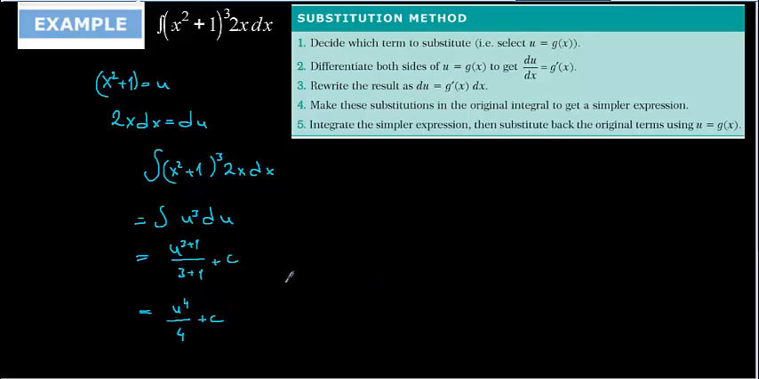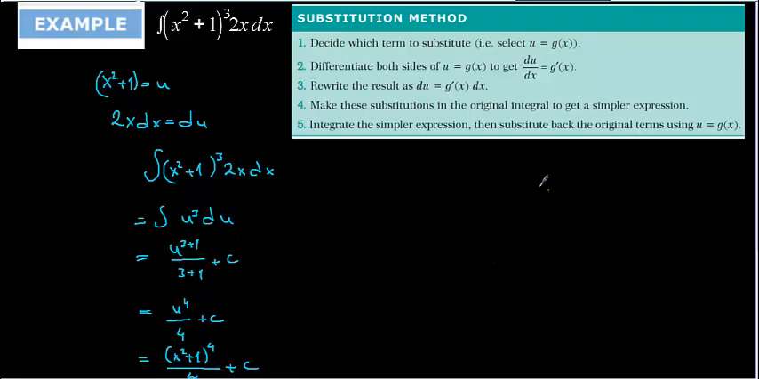Now the integral is finished, but our operation isn't finished, because we should roll back and write, instead of u again, x squared plus 1. So it's going to be (x squared plus 1) to the power of 4 over 4 plus c.